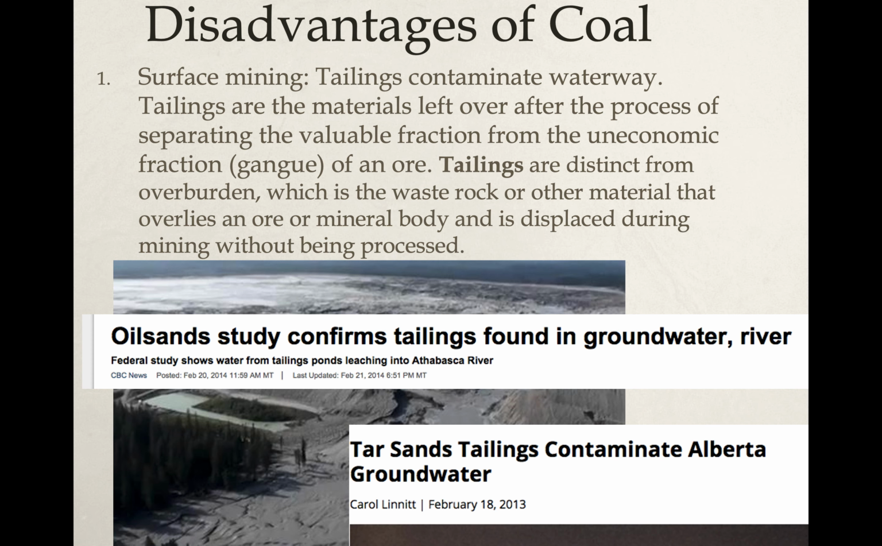Disadvantages of coal. One of the disadvantages relates to surface mining, which is an advantage in that it's easy, but it's a disadvantage in terms of the byproducts. Tailings are material left over after the process of separating the valuable fraction from the uneconomic fraction of an ore. Tailings are different from overburden. Overburden is the waste rock that has been displaced. Tailings have been processed and therefore aren't technically overburden, but there are still parts that are not needed or wanted.